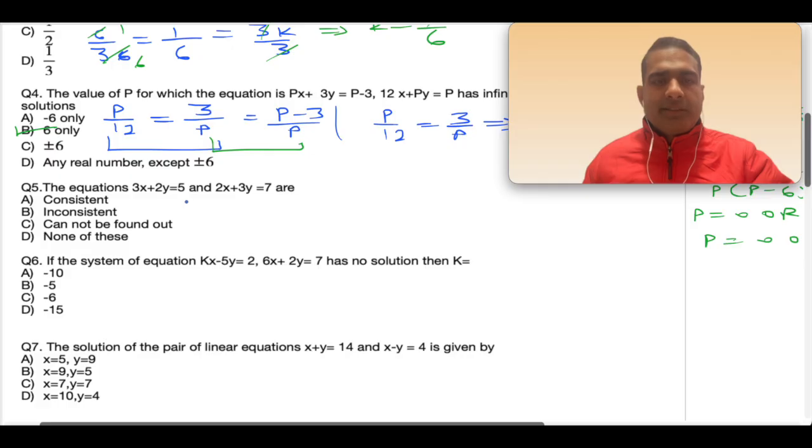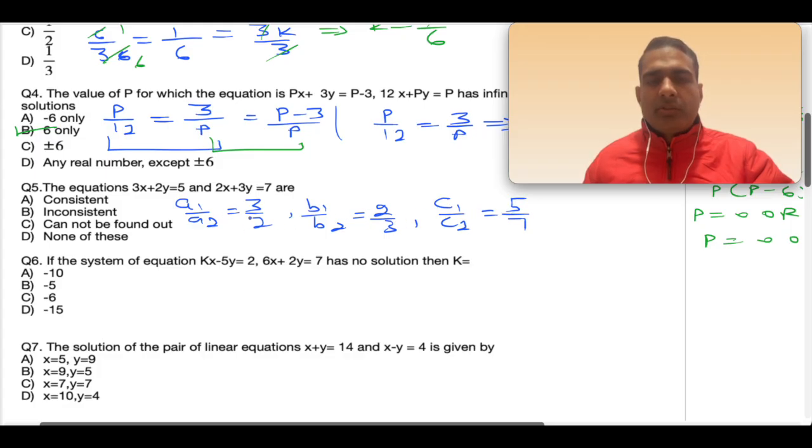So if we check the coefficients of x, a1 by a2, so it will be 3 by 2. Coefficients of y, that is b1 by b2, so it is 2 by 3. And coefficients of constant terms, that is c1 by c2, they both are on the right hand side, so we don't need to worry. So 5 by 7. So from here we see that a1 by a2 is not equal to b1 by b2, because a1 by a2 is 3 by 2 and b1 by b2 is 2 by 3. So we can say a1 by a2 is not equal to b1 by b2.